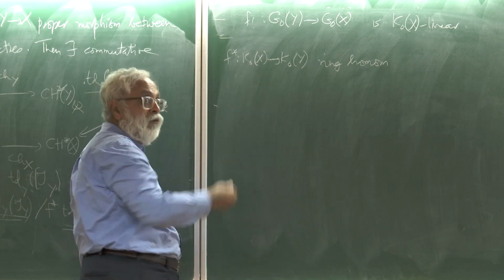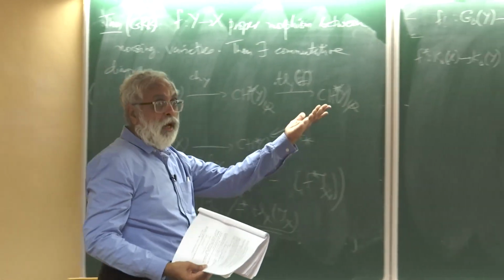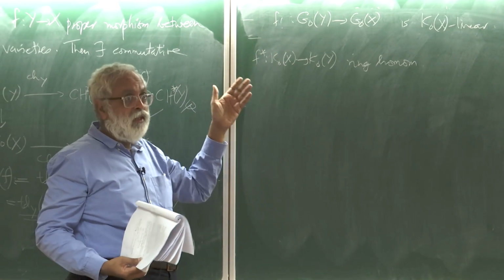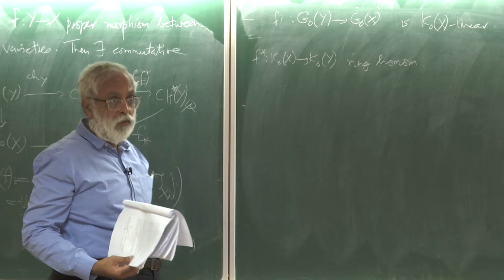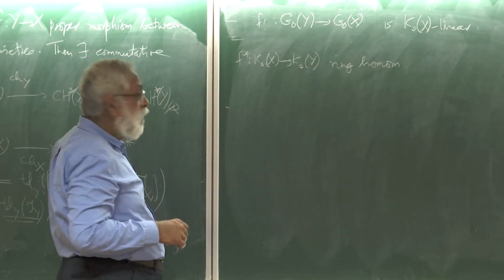And it's compatible with the ring structure. The ring structure is also functorial for maps. That's because vector bundles pull back, tensor, and short exact sequences of vector bundles give me short exact sequences. Tensor product goes back to tensor product. So this is a ring homomorphism.